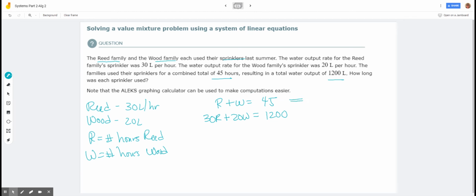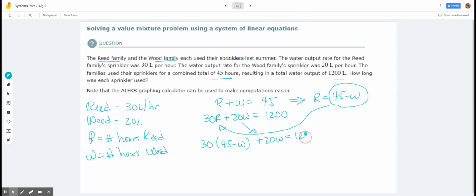Okay, I'm going to solve this one for R. R is equal to 45 minus W. I'm going to take that R and I'm going to plug it in here. So 30 times 45 minus W plus, don't forget to bring that down, 20W equals 1200. Part of the reason why you try to keep your organization vertically down is to not lose things along the way. 30 times 45, 5 times 30 is 150... so I think it's 1350. Right? 3 times 45 is 135, yeah. Okay, minus 30W plus 20W equals 1200.